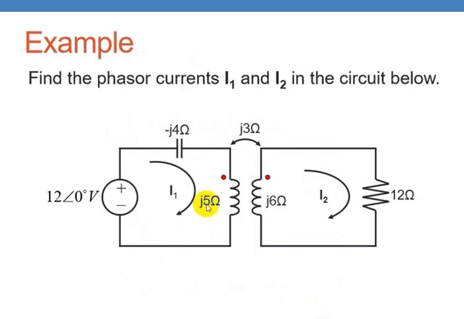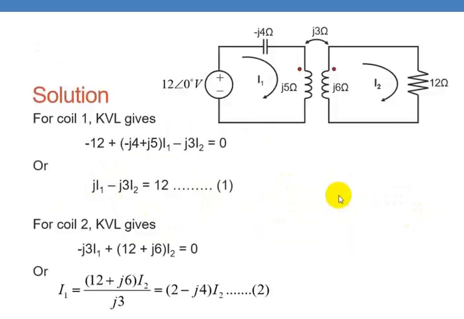Next, coming to the next example, find the phasor currents I1 and I2 in the circuit below. So here these two are coupled coils. The reactance of mutual inductance is given as J3 ohms. And here in this first mesh we have voltage source 12 at an angle 0, capacitive reactance minus J4 and inductive reactance J5 ohms. Here this side we have inductive reactance J6 ohms and resistance. The current directions are assumed clockwise, I1 and I2.